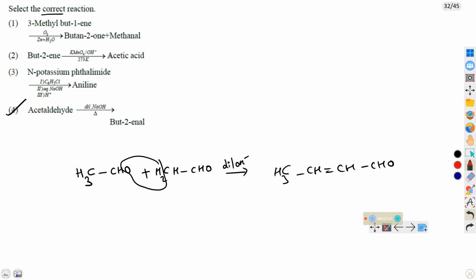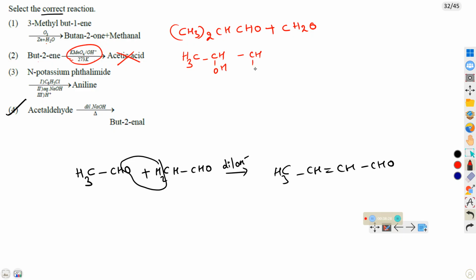First case, ozonolysis gives CH3CHO, an aldehyde, and another aldehyde, not acetic acid. This one is KMnO4 with OH minus, Baeyer's reagent. Baeyer's reagent dihydroxylation takes place. Then it gives CH3CHOHCHOHCH3. Here, first of all, the reaction is not possible.